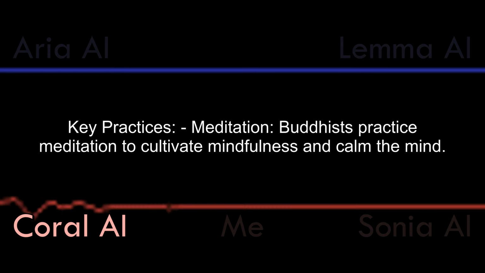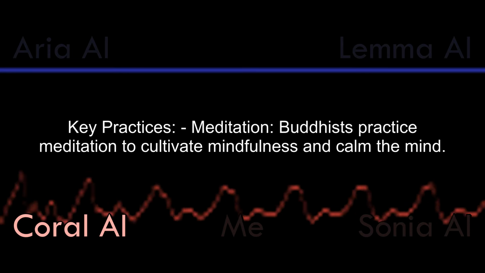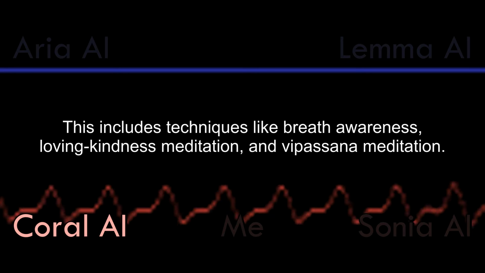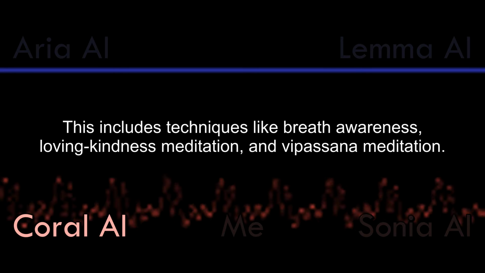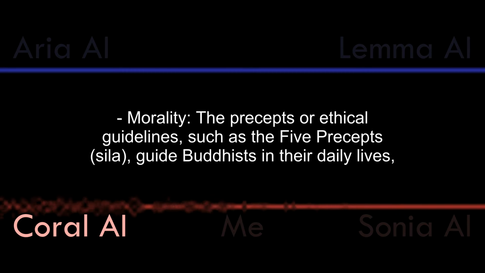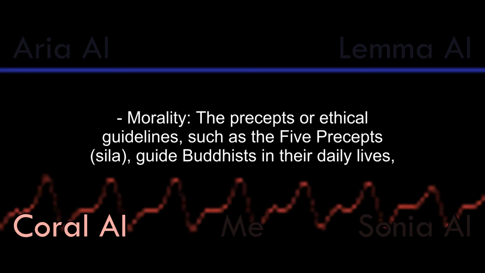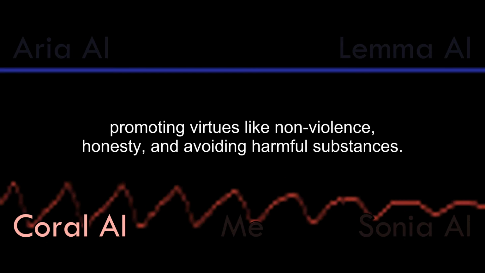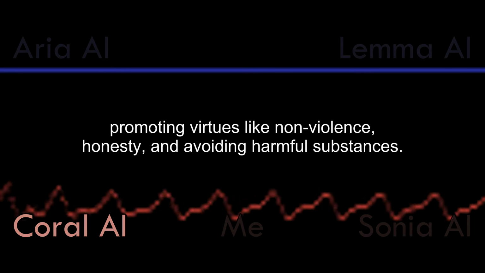Key practices, meditation. Buddhists practice meditation to cultivate mindfulness and calm the mind. This includes techniques like breath awareness, loving-kindness meditation, and vipassana meditation. Morality, the precepts or ethical guidelines, such as the five precepts, sila, guide Buddhists in their daily lives, promoting virtues like non-violence, honesty, and avoiding harmful substances.